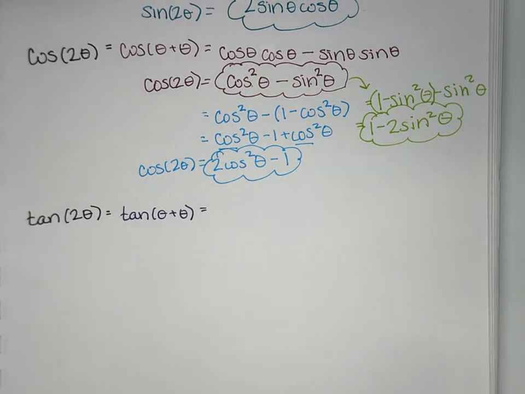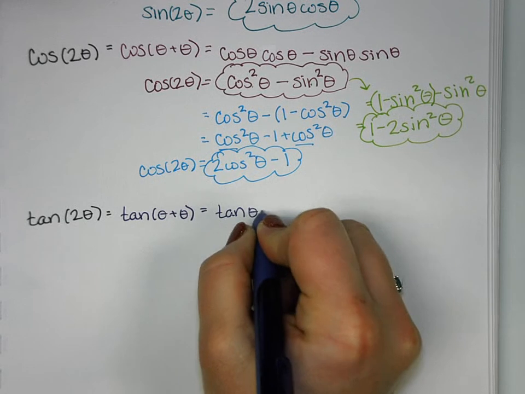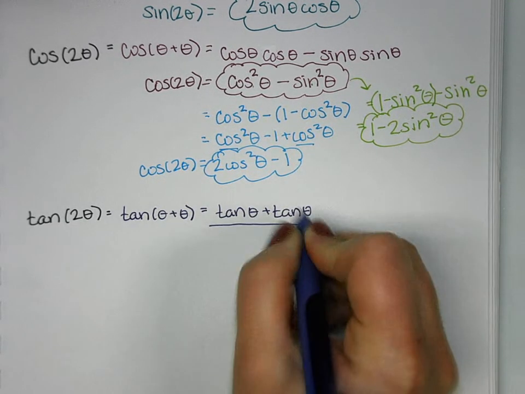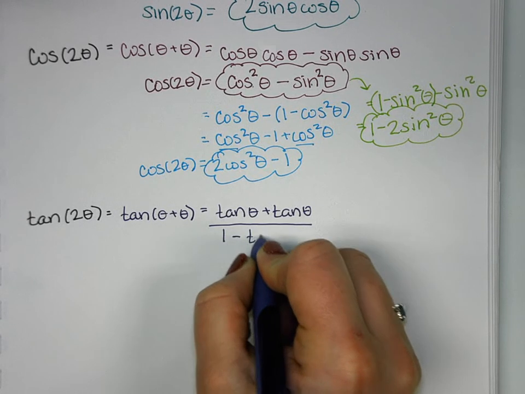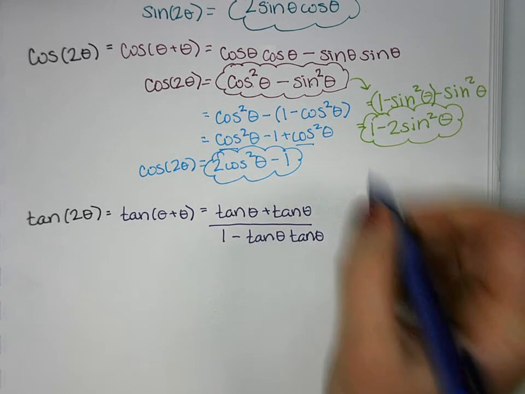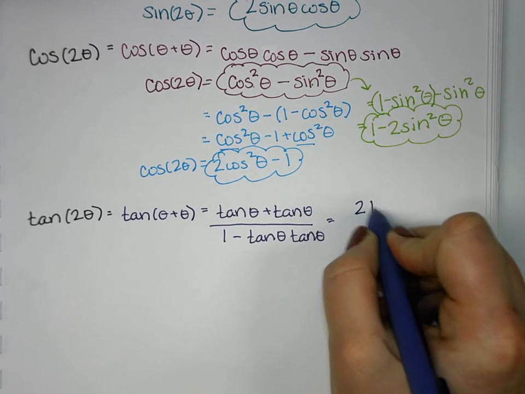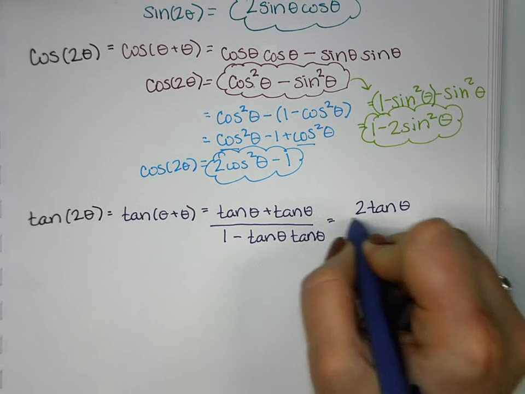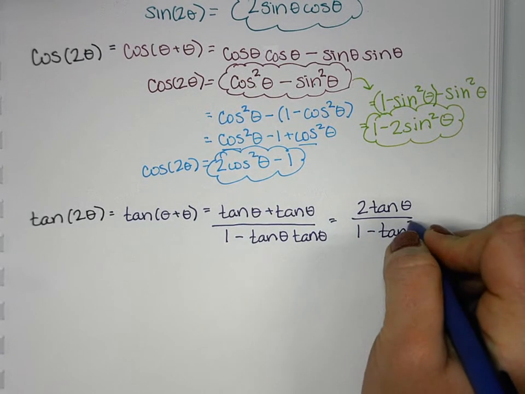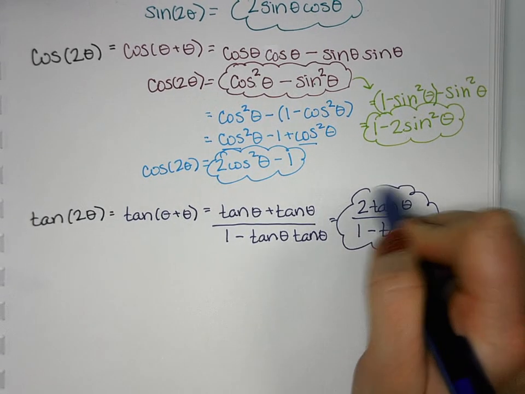And we use our addition formula, so that would be tangent of theta plus tangent of theta over 1 minus tangent of theta times tangent of theta. When we combine like terms, we end up with 2 tangent theta on top and 1 minus tangent squared theta on the bottom. Here is your tangent double angle formula.